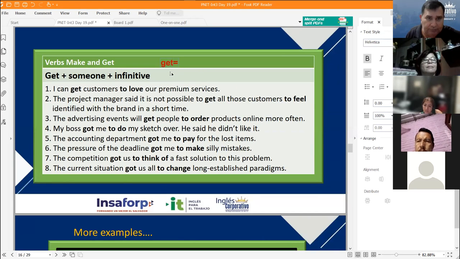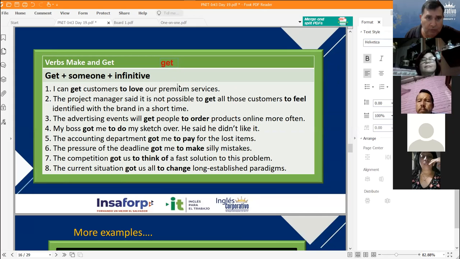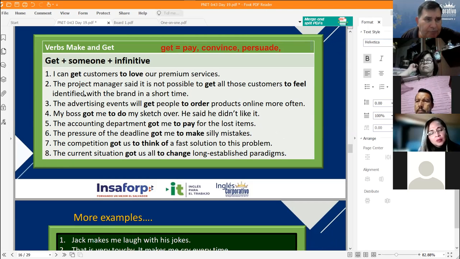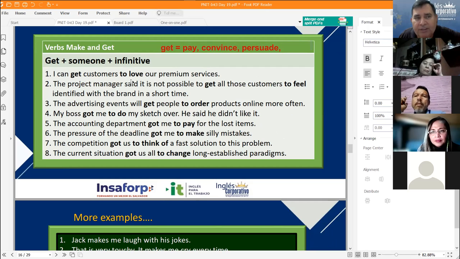Get equals... Get is pay, convince, persuade. Okay, pay, convince, persuade, blackmail. Okay, make, right? Force, even force. All right, let me see here. I can get customers to love our premium services. The same as I can make customers love our premium services. I can get customers to love our premium services.